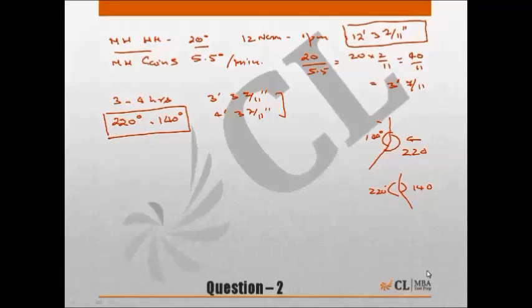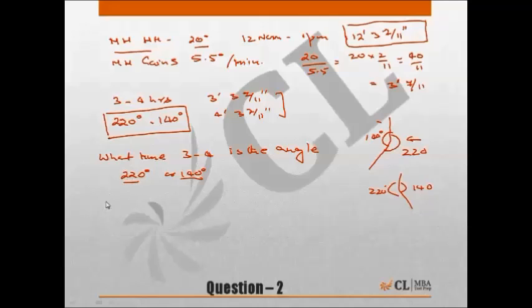So effectively the question becomes, at what time between 3 and 4 is the angle between the hands of the clock 220 degrees or 140 degrees. So the next step should be, find at what time it is 220 degrees.